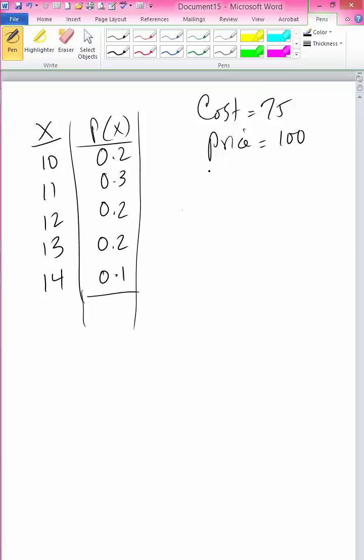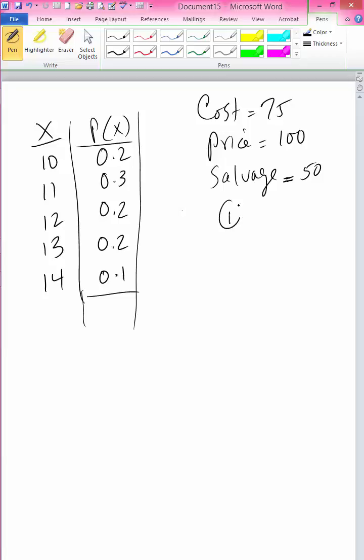And we know that if at the end of the week we are unable to sell a case of cheese, we can salvage it and sell it to a local food processor. So the salvage value, the money that we can get for it, is how much? $50.